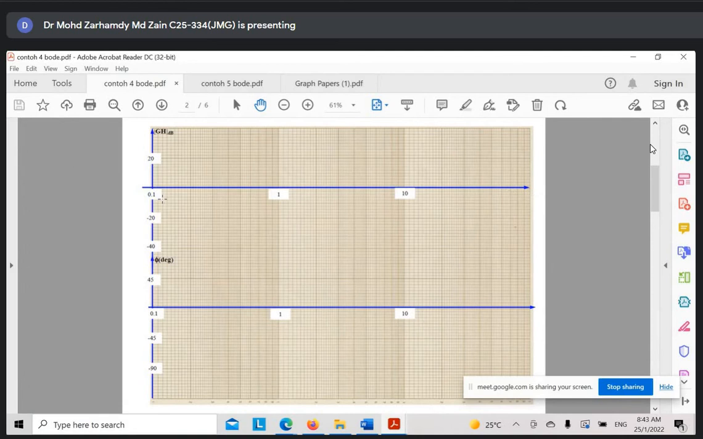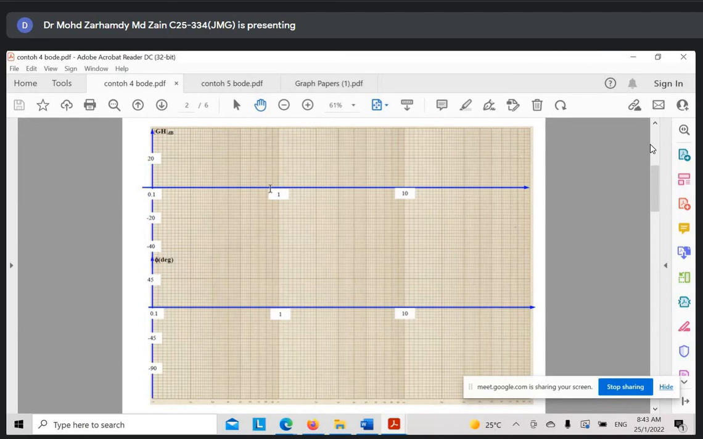Omega, we do not start at 0. We cannot start at 0 because omega is representing the frequency. It depends, but in this example, we start at 0.1 as the starting point, and the second one becomes 1.